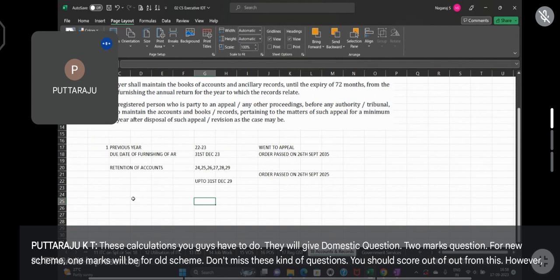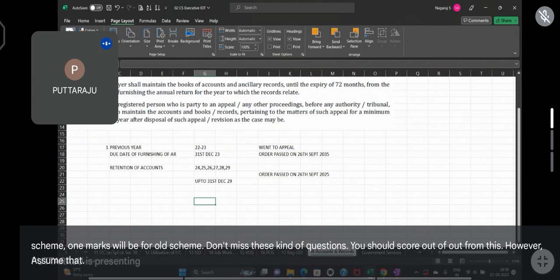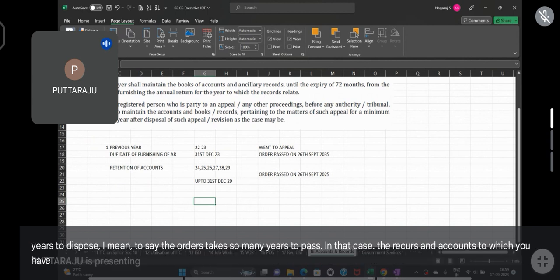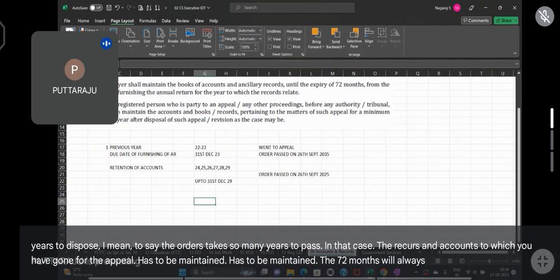However, assume that you pay the tax and you feel that the tax paid was a higher amount. You went to appeal. The appeal takes so many years to dispose. I mean to say the orders take so many years to pass. In that case, the records and accounts for which you have gone for the appeal have to be maintained. The 72 months will always be there.